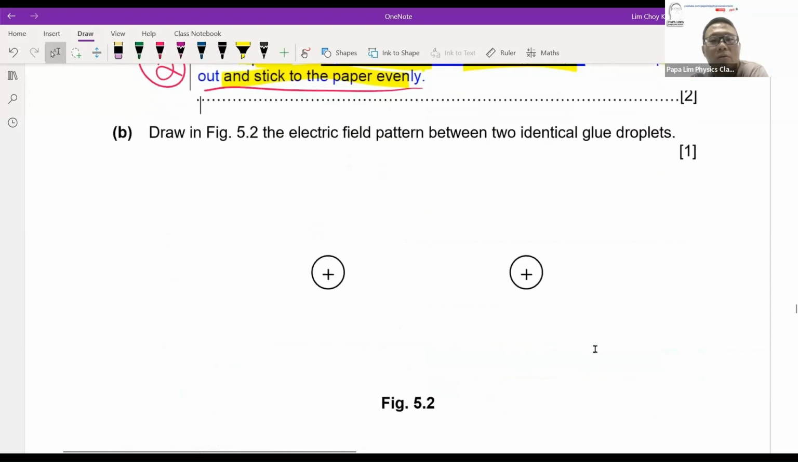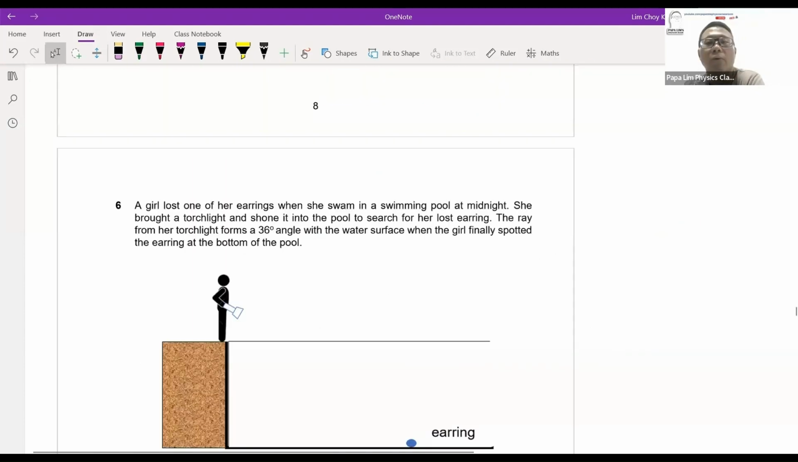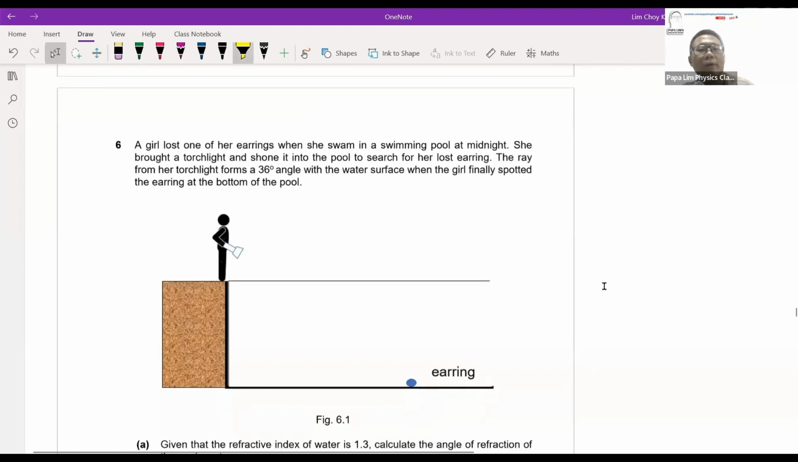Electric field 5.2. I will not go through this because it's quite a standard answer, whereby students, you need to know the field pattern for positive charge, negative charge, like charges, and opposite charges. Question 6 deals with light, to be exact, refraction. Now, what we have here is based on information. You'll find that in the question, the ray forms an angle of 36 degrees with the water surface.